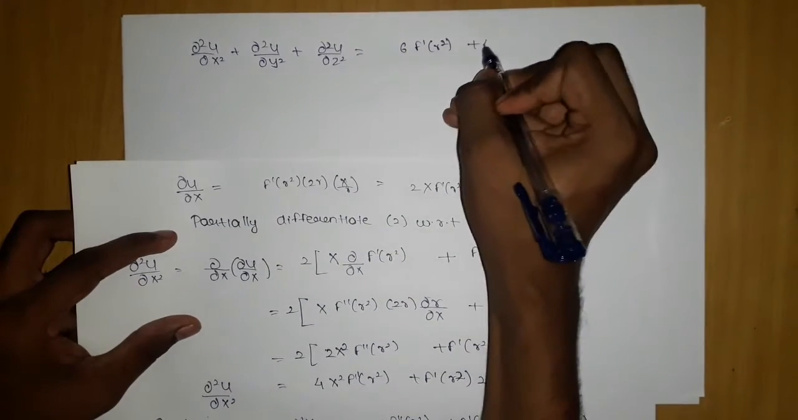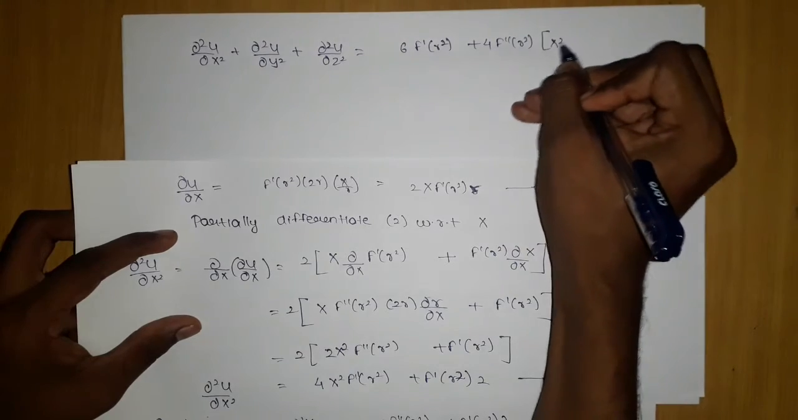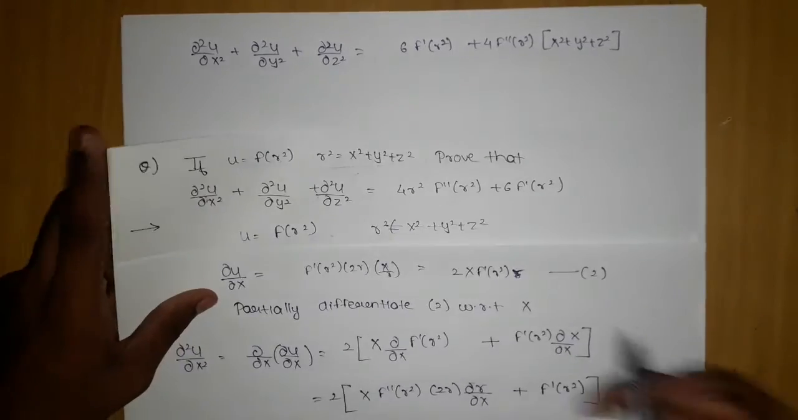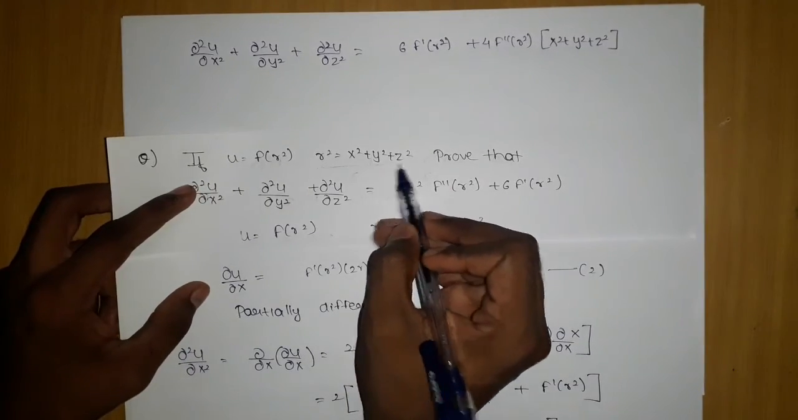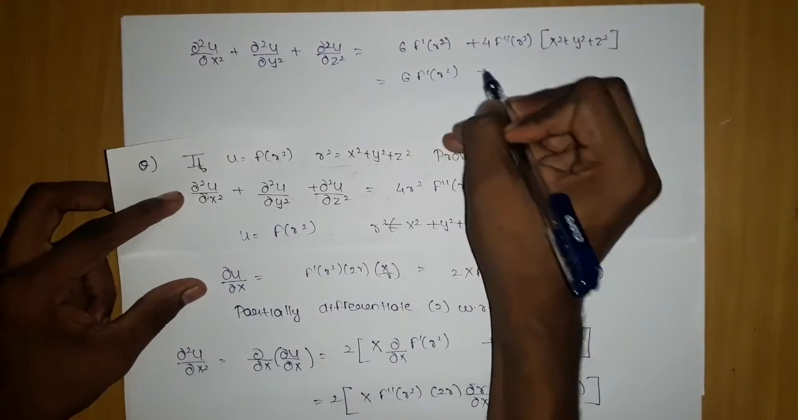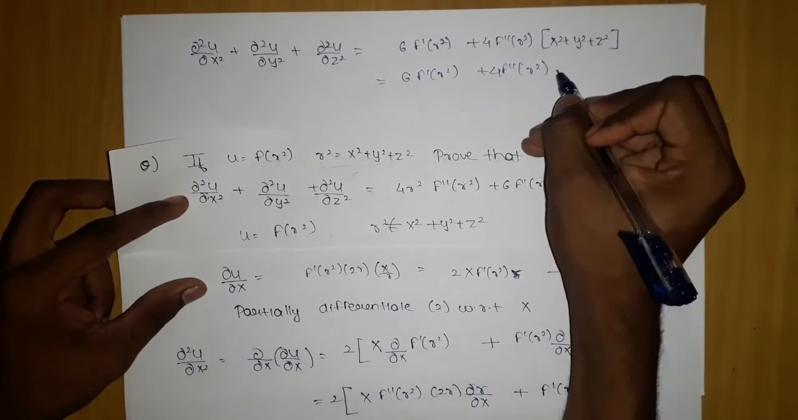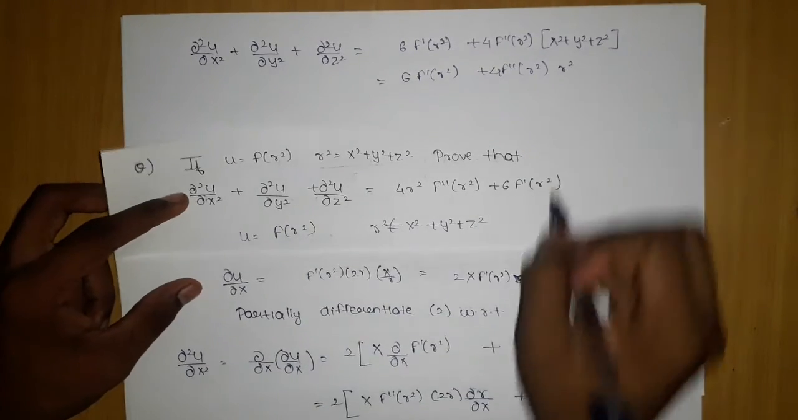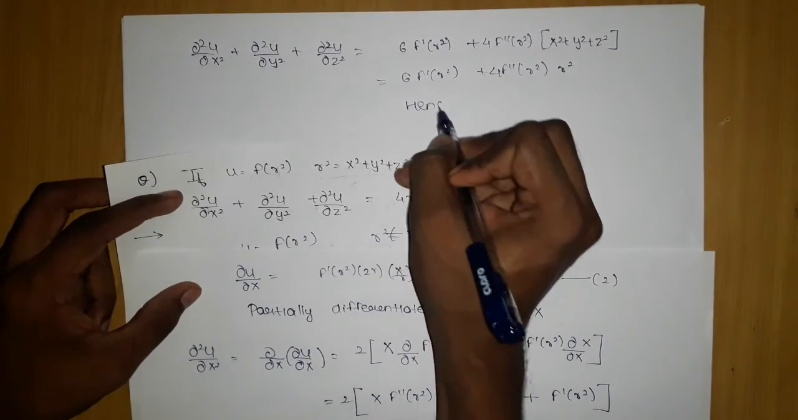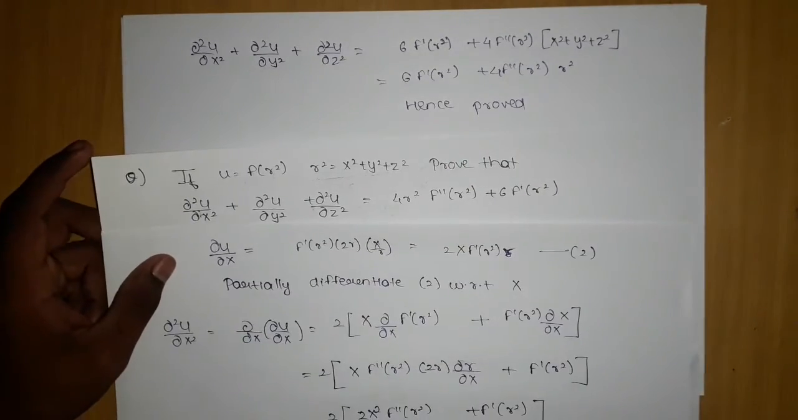Now what I am going to take common is 4 f double dash r square. Here the left thing will be x square plus y square plus z square, and if you observe the question carefully, x square plus y square plus z square is nothing but r square. So I am going to get 4 f double dash r square, and here it will be r square. Okay, so I am getting the final answer, which is the required answer. So hence we have proved the required answer.